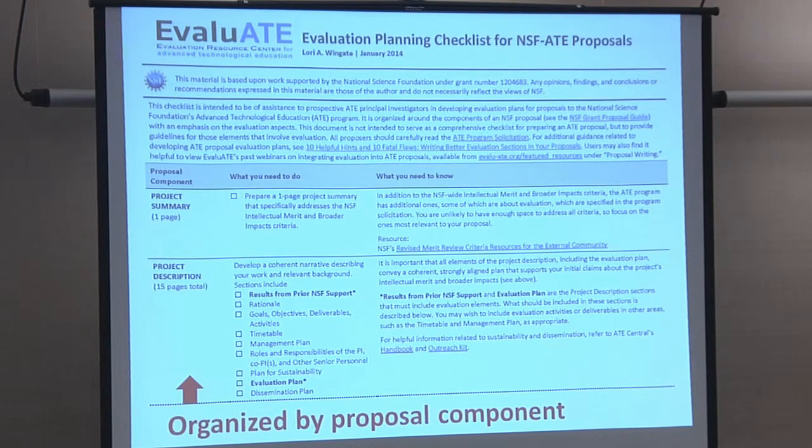The session today is organized by this evaluation planning checklist for NSF ATE proposals, which is in your folder. It looks like this, and we'll go step by step through it. It is available on our website for download, and that's where the links will work. There are links out to places like ATE Central. Of course, you're not going to see those links, which are embedded, but you can go there and get more resources.